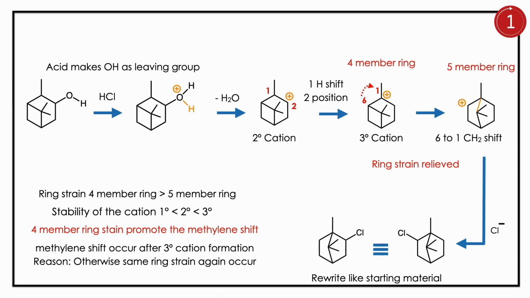Then you have strain in the system, which is a 4-member ring, which will become a 5-member ring to reduce the strain. So a 6 to 1 methylene shift happens, the ring opens, 4-member to 5-member. Then chlorine attacks, and you have the final product. If you redraw like the starting material, you have a completely rearranged product. What you should learn is that even in a complex system, Wagner-Meerwein rearrangement is possible, but always be careful with the structure and the rearranged structure. Always redraw the molecule in the same simple way. That is the only way to achieve the best results.